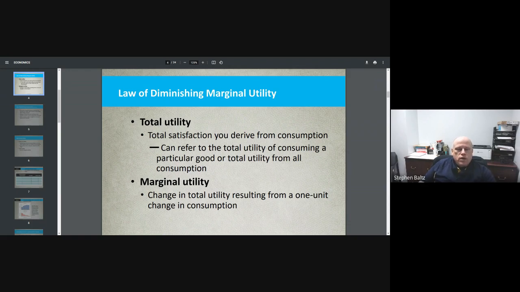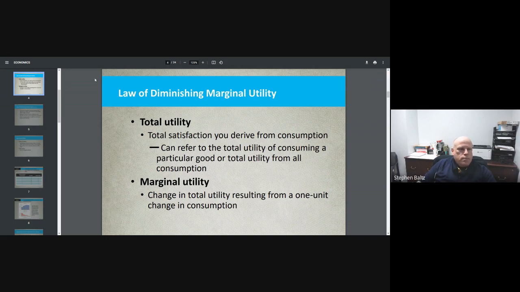Okay. So the first thing is from the chapter, you learn that total utility is the total satisfaction that's derived from consumption. Whereas marginal utility is the change in total utility as we consume each additional unit of a particular good within a particular time period. So total utility is just the total satisfaction. Marginal utility is how much additional satisfaction we're getting with each additional unit of a particular good consumed.